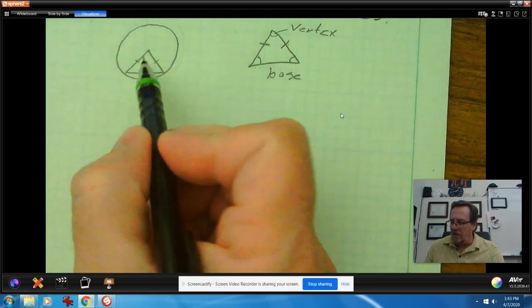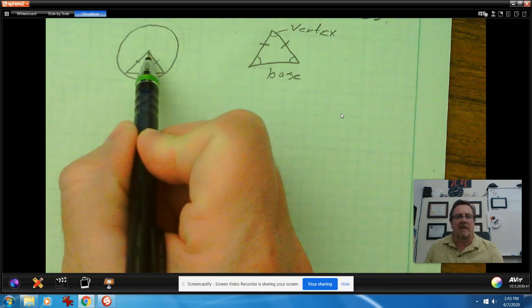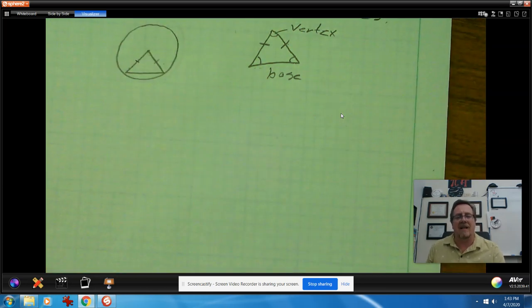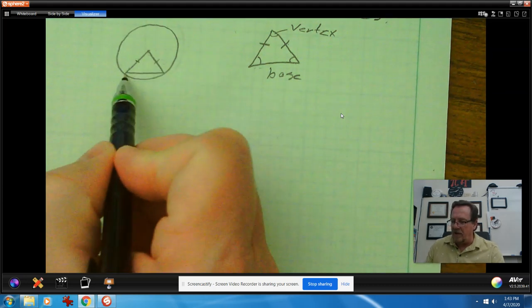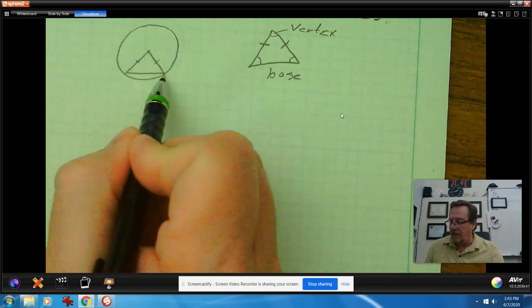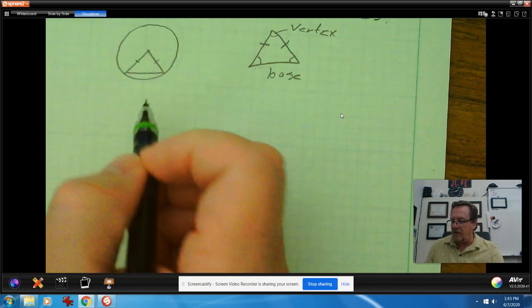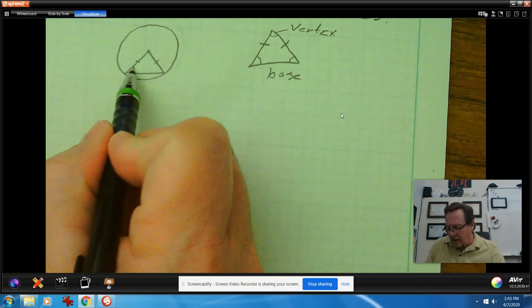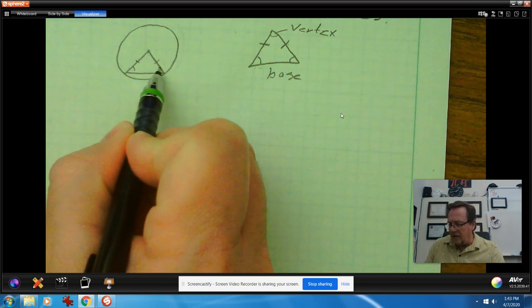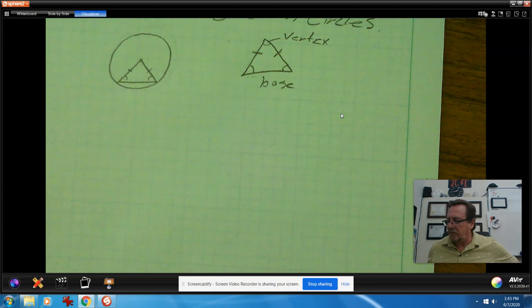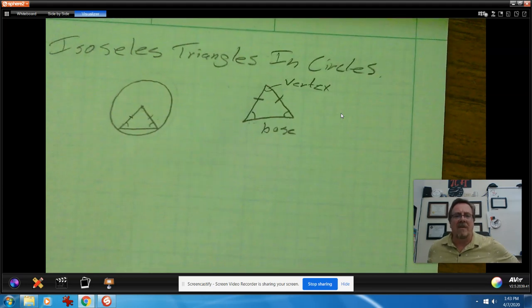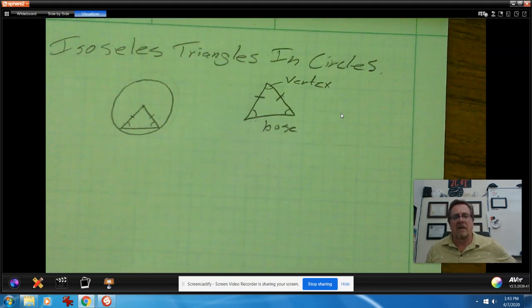So, of course, when you have the vertex angle at the center, you're going to have isosceles triangles if the sides go from the center to the outside of the circle. So these legs here of the isosceles triangle, and then you're going to have base angles that are down here. Now, what do we know about base angles? Well, they're congruent. So base angles of an isosceles triangle are congruent. All right. So that's a good starting point for us.